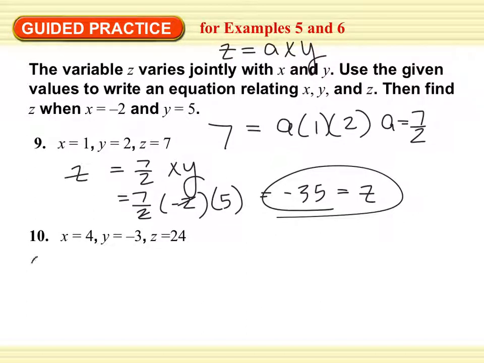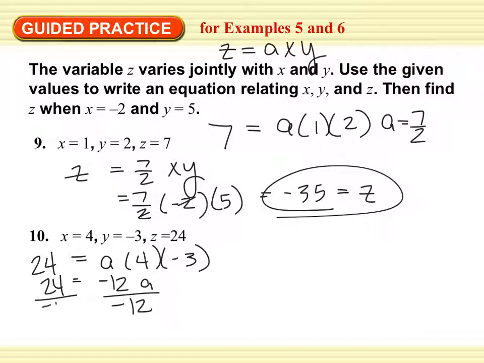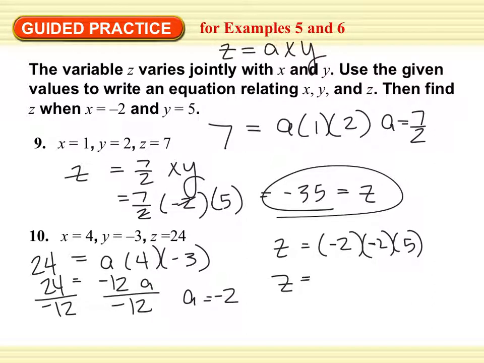Here we have Z equals A times X and Y. So I get 24 equals -12 times A. A is -2. Now, what is Z when X is -2 and Y is 5? Z is +4 times 5, which is 20.